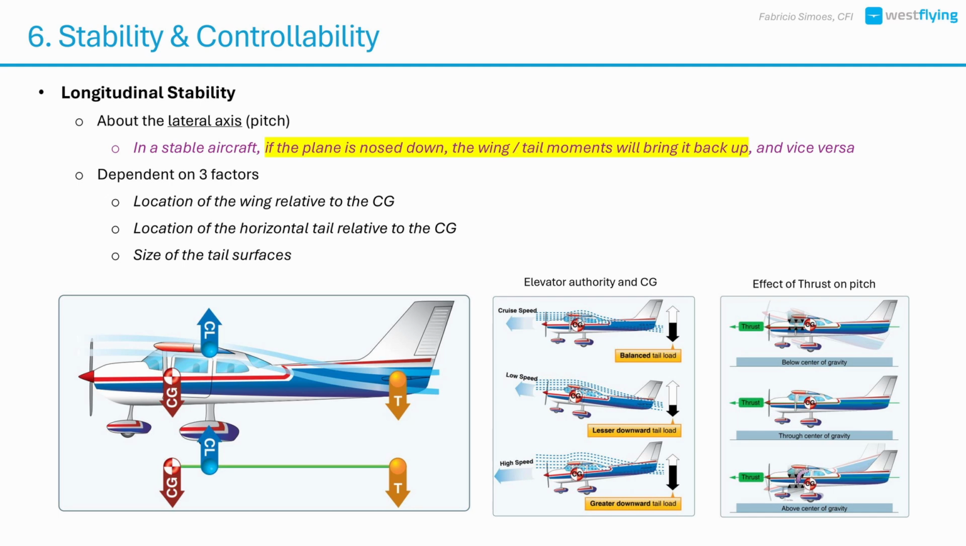Three main design factors contribute to this: the location of the wing relative to the CG, the position of the horizontal stabilizer, and the size of the tail surfaces. Larger stabilizers provide greater corrective force and help dampen pitch oscillations.